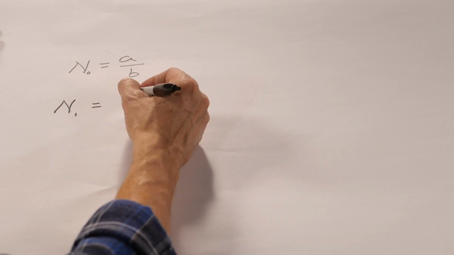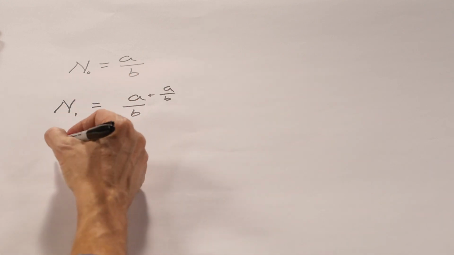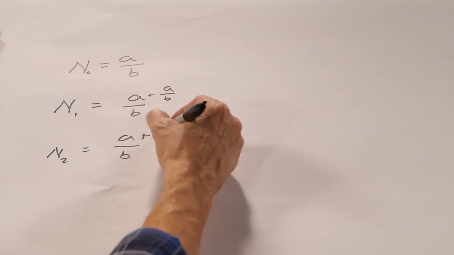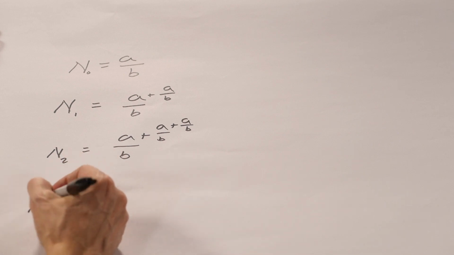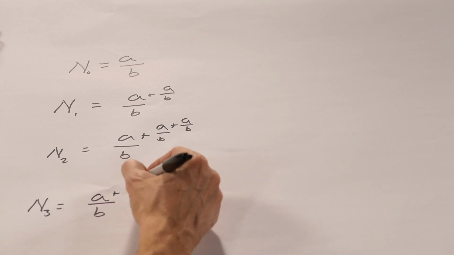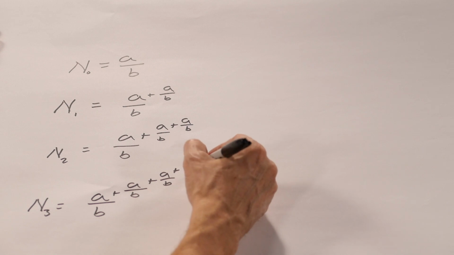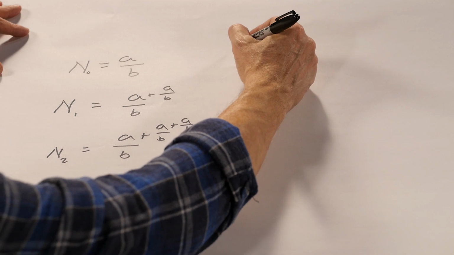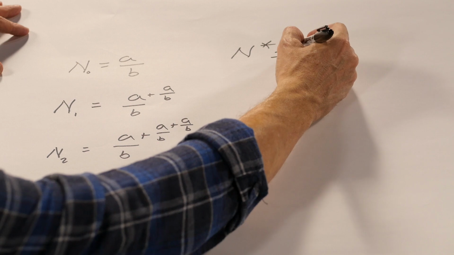And N1 would be A over B plus A over B. And N2 would be A over B plus A over B plus A over B. And then N3, of course, would be A over B plus A over B plus A over B plus A over B.